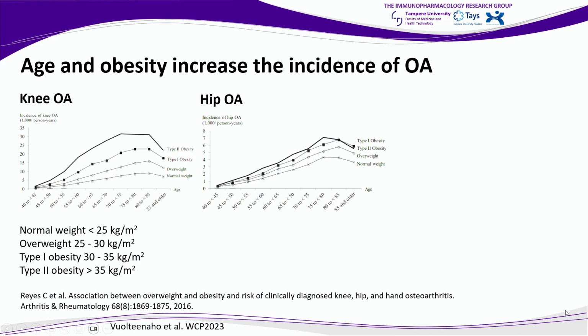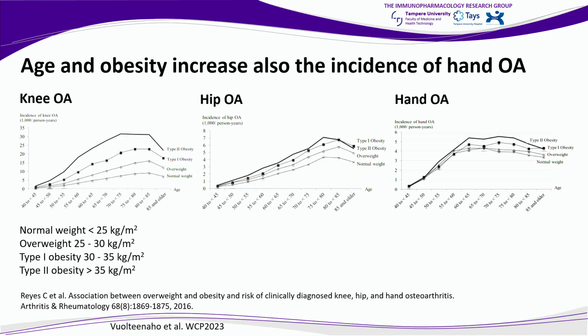So, age and obesity increase the incidence of osteoarthritis. This is a study by Reyes et al., which was done in a population of 1.7 million people who were over 24, who had no osteoarthritis, and they were followed for 4 years. And the result was that yes, obesity does increase the risk of knee OA and hip OA, and this is not surprising.